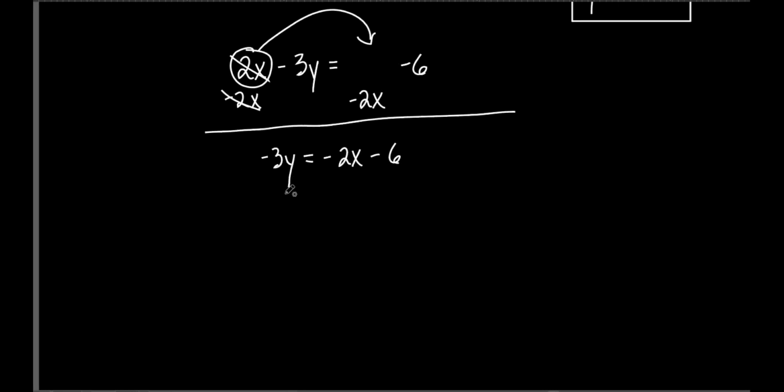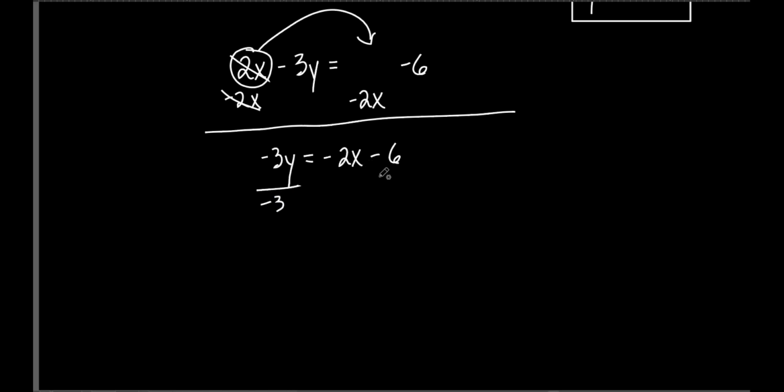All right, so let's see what else we can do. We still don't have y by itself. What do I have to get rid of? Well, it's not a 3. What is it? It's a negative 3. So I have to get rid of the negative 3. The negative 3 is being multiplied by the y. How do I get rid of something that's being multiplied? I divide it. So I divide it by a negative 3.